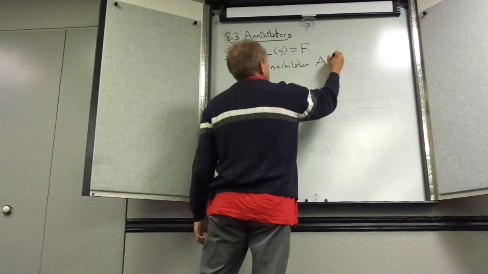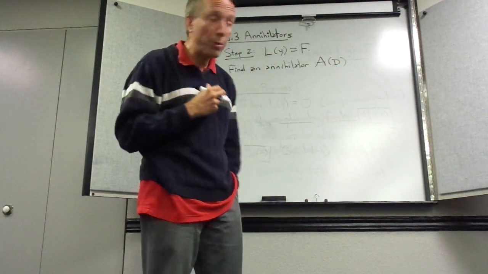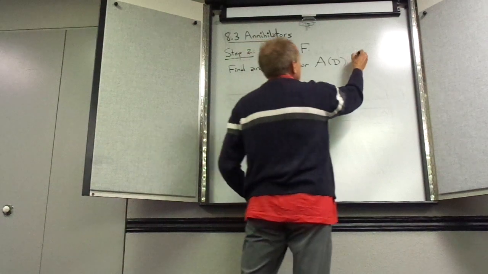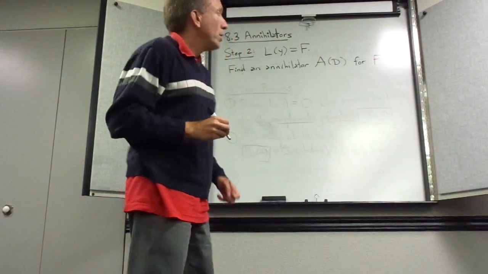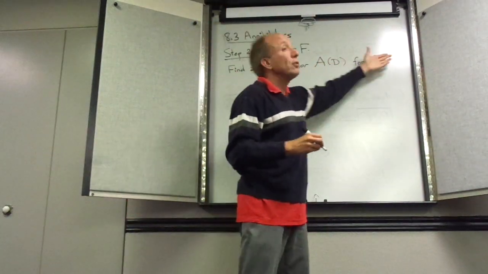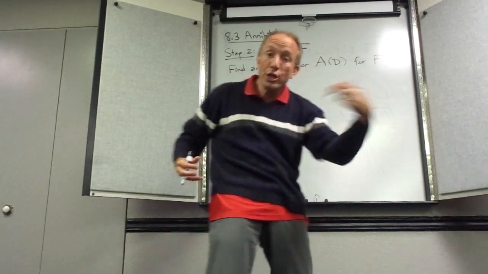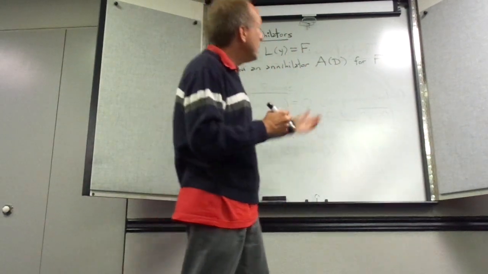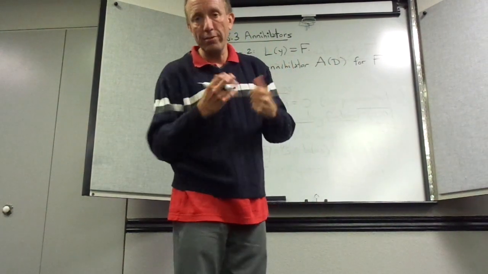Usually this will be written as a polynomial of D. It's some expression involving the derivative operator. Find an annihilator for capital F. Okay? So we have to figure out how to kill capital F. In other words, to annihilate it, to turn it into 0. We need to get rid of this capital F by using derivatives.